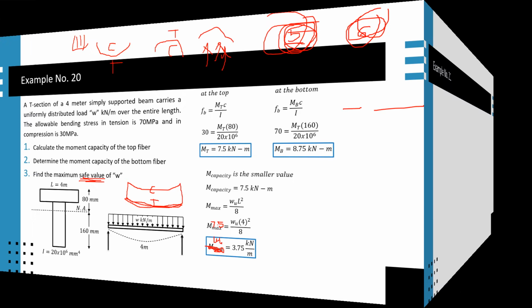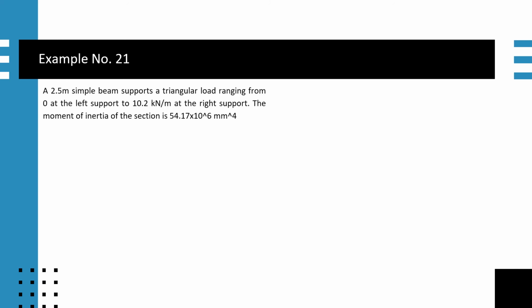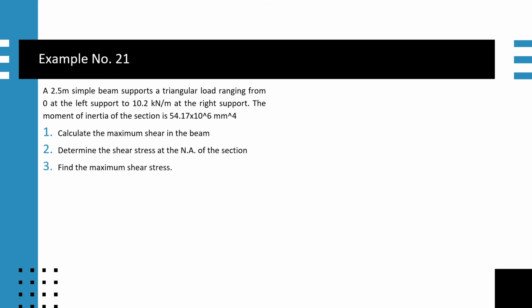So, next naman, proceed to an example for shearing stress. So, this is the problem. A 2.5 meter simple beam supports a triangular load ranging from 0 at the left support to 10.2 kilonewton per meter at the right support. So, the moment of inertia of the section is 54.17 times 10 raised to 6 mm raised to 4. So, number 1, calculate the maximum shear in the beam. Number 2, determine the shear stress at the NA of the section or the neutral axis. And number 3, find the maximum shear stress.